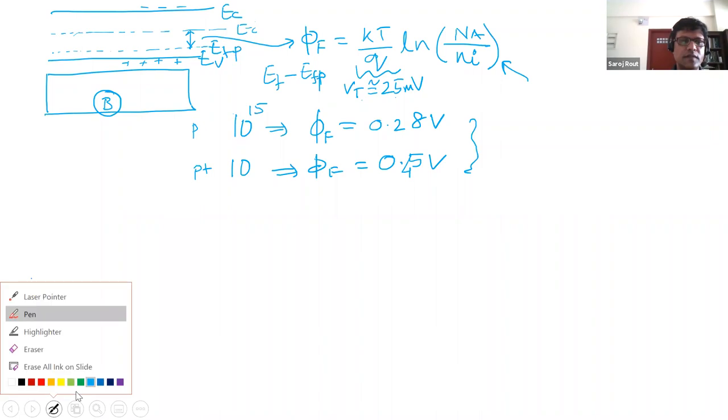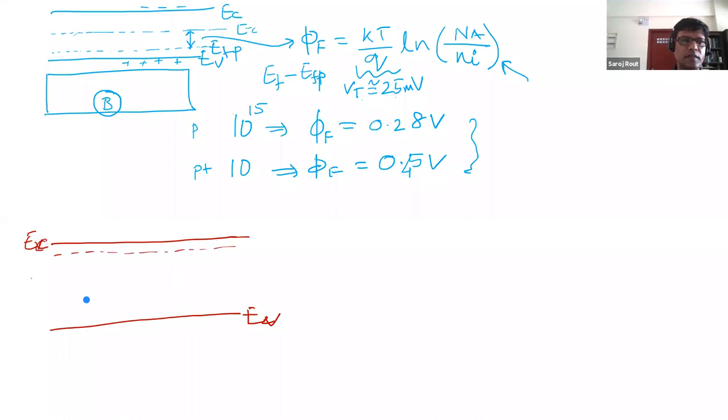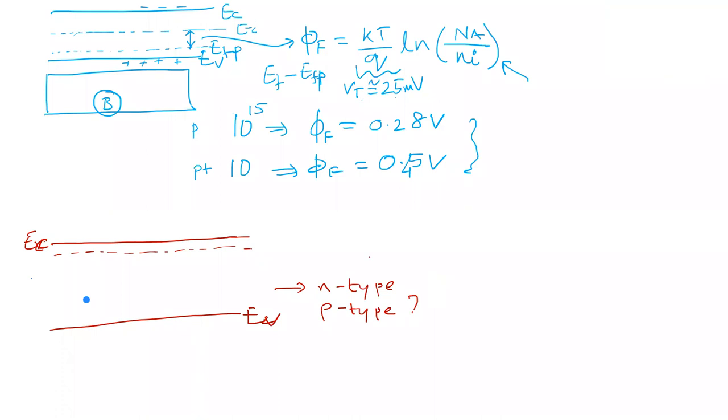All right, let me ask this. If I show you a band diagram of a material, so I have a conduction band, valence band, and the Fermi potential is close to the conduction band. Is this N-type or P-type? N-type. Okay. Everyone agrees with that? Yes, sir. Okay, good.